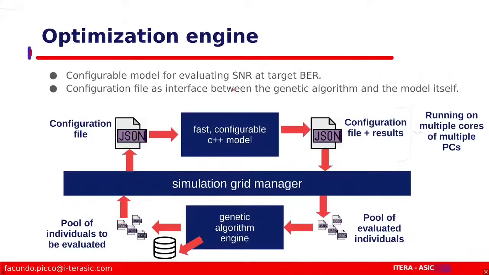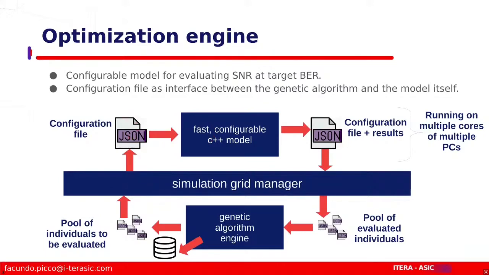So another thing we needed to build or put together was the optimization engine. So what's the optimization engine? It is the system that allows us to use the genetic algorithm, and it basically starts with the genetic algorithm engine that is doing the genetic operations of selection, crossover, mutation, that kind of thing, which at each iteration, or at each generation, adds individuals to a pool of individuals to be evaluated, okay? Then we have a simulation grid manager that basically picks them up and sends them to the available computational resources. So basically cores, PCs in our grid, servers in our client network, that kind of stuff.